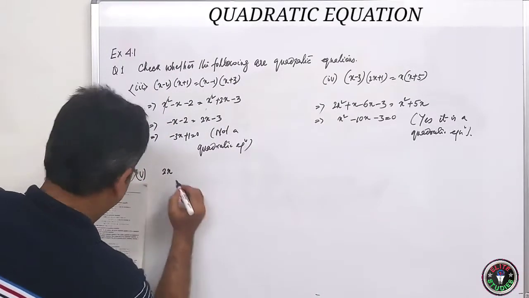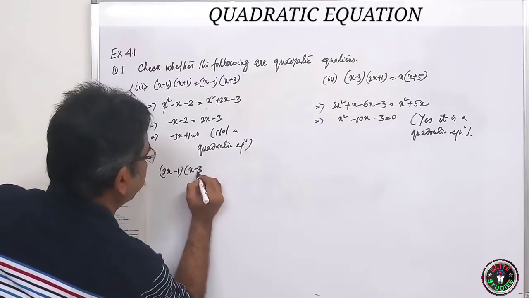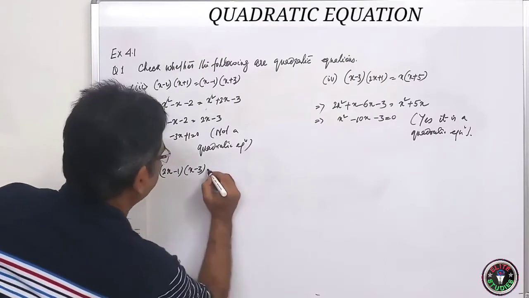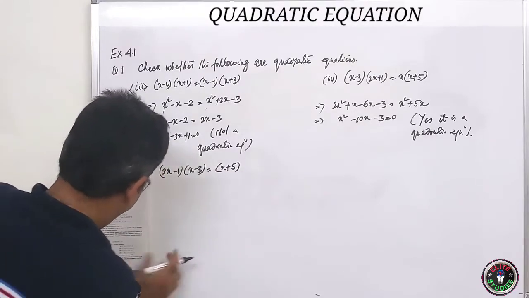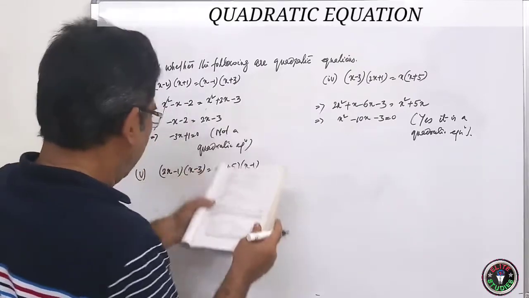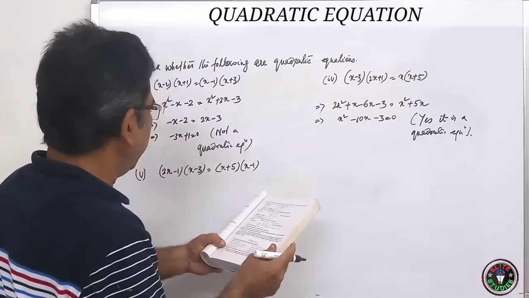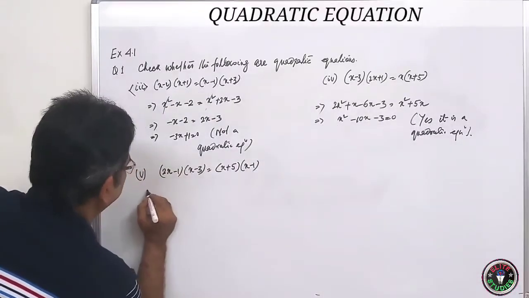(2x - 1)(x - 3) = (x + 5)(x - 1). Now you see here, open the brackets.